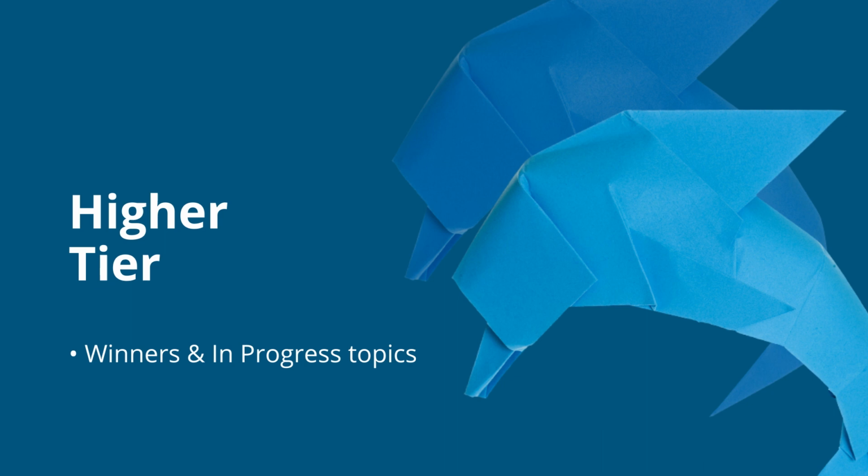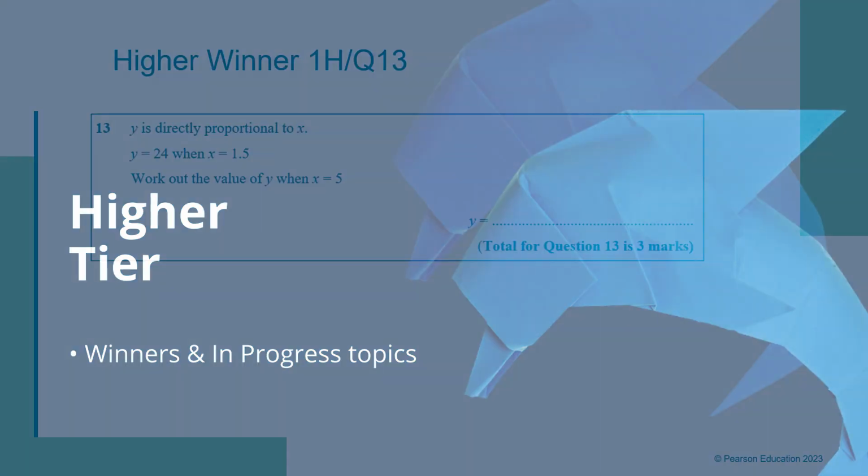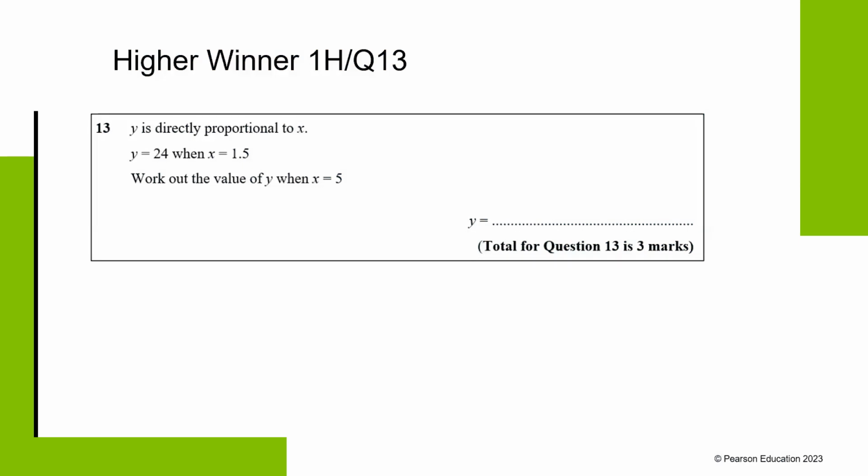So let's have a look at the winners of the higher tier then. As you can imagine, there are some lovely outcomes that we see when we have direct proportion. One of my favourite types of questions when you're teaching this to your higher tier students. The average score for this question was 2.25, and it was a clear indicator at a grade 6.